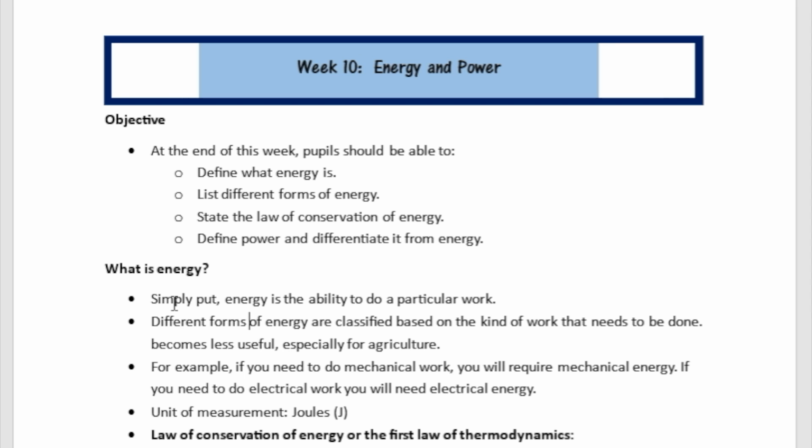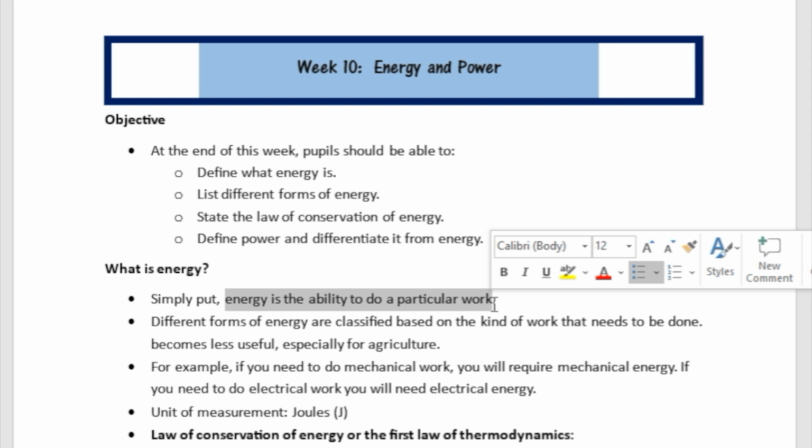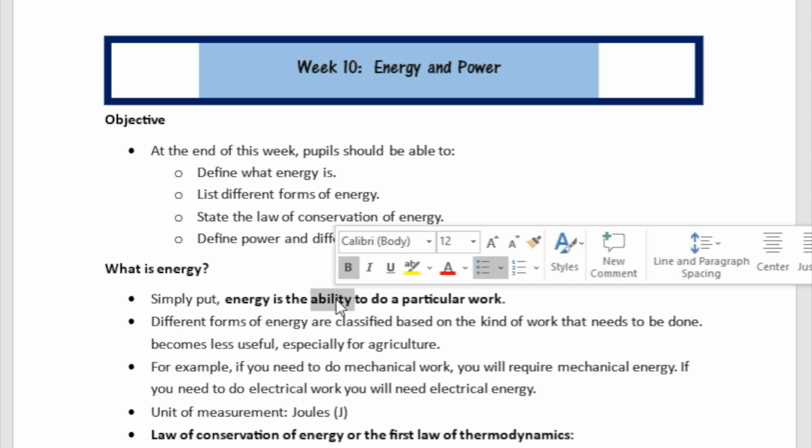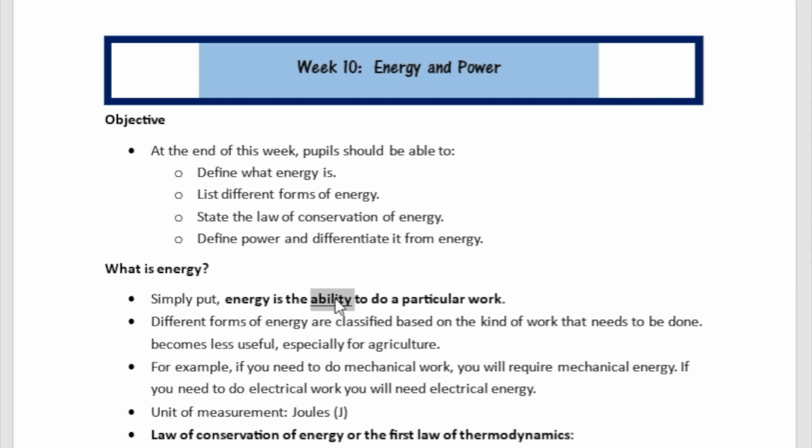So what is energy? Energy is the ability to do a particular work. And I want you to note that really well. It is the ability to do work. That's what energy is. So if you have the capacity, for example, to jump around, it's because you got energy inside your body. And that energy comes from food, it comes from working out, it comes from certain chemical processes that go on in your body. That is called energy. It is the ability to do work.